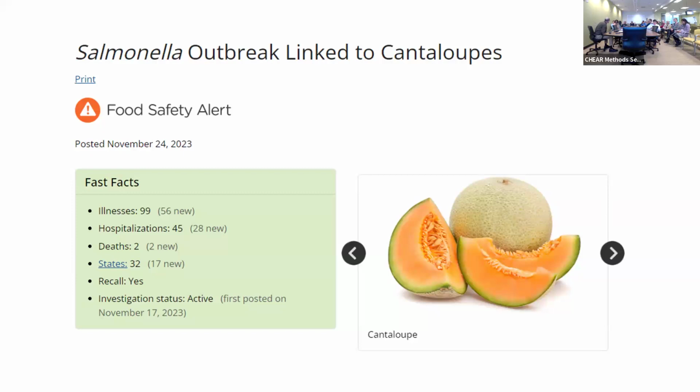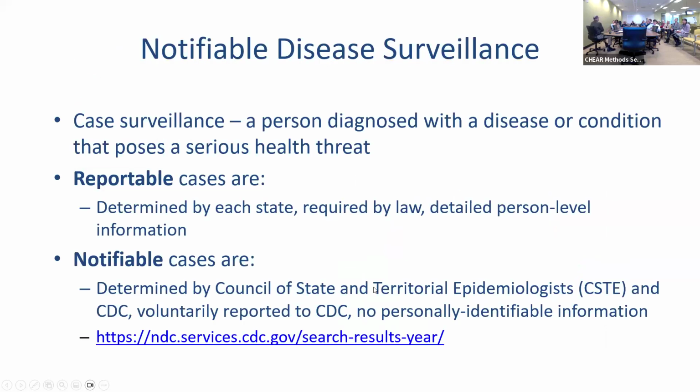How do we know that? How do we actually get that information? Do you ever wonder that? Well, if you do, this is your lucky day. The United States has an excellent framework for notifiable disease surveillance. Our case surveillance is aimed at a high level. We're talking about persons diagnosed with a disease or condition that is of some serious health threat. We'll talk about what those are in a moment. So it's something of public health consequence that we want to report.